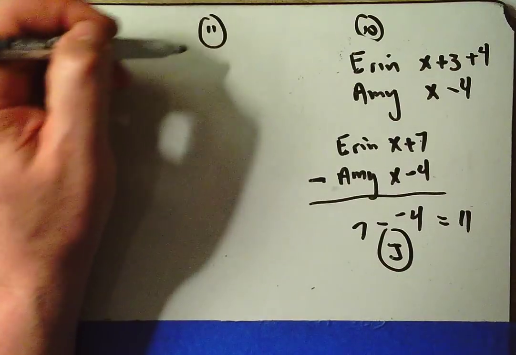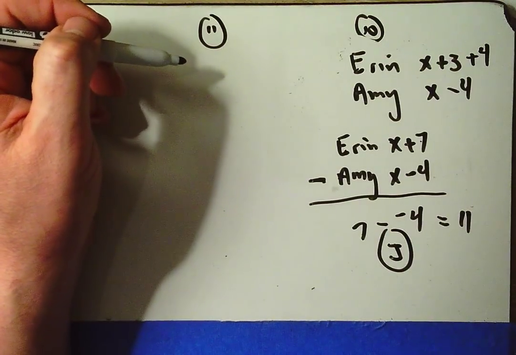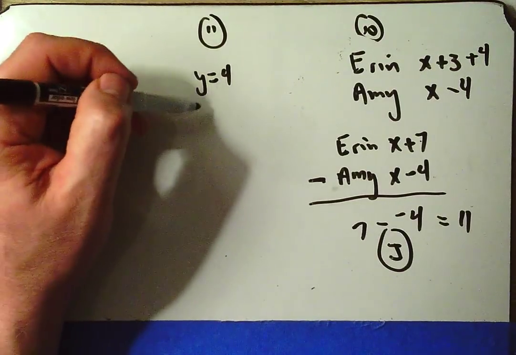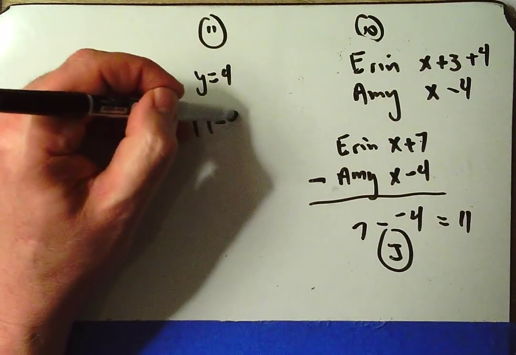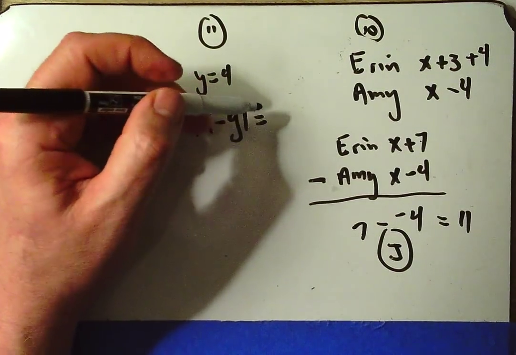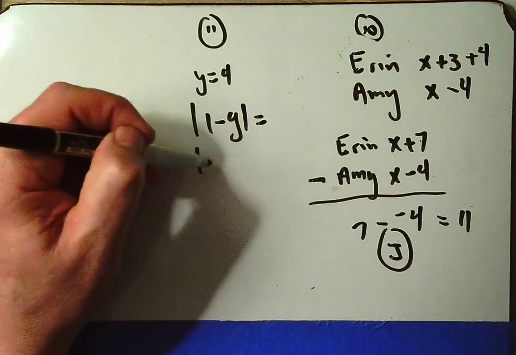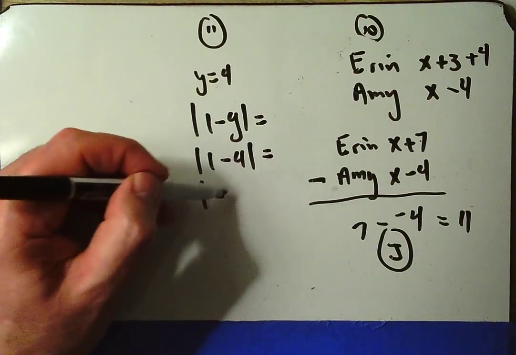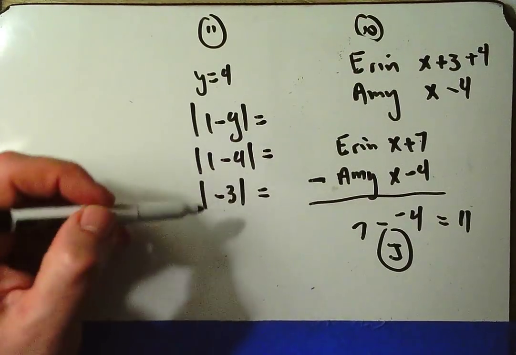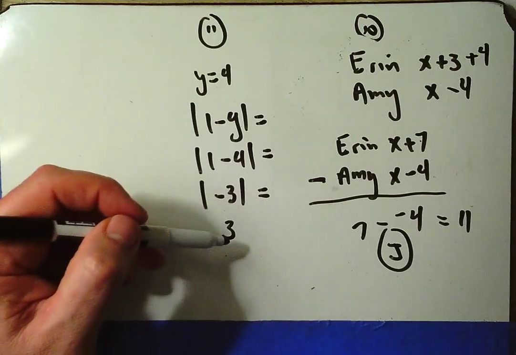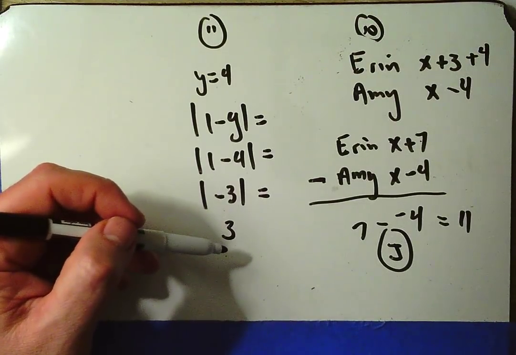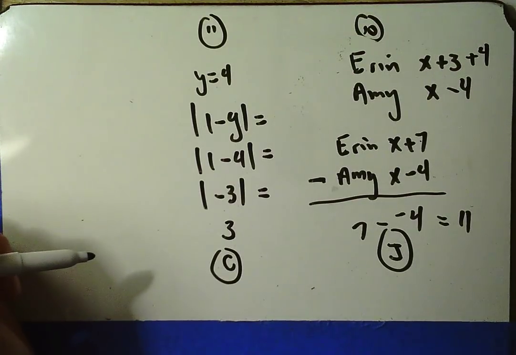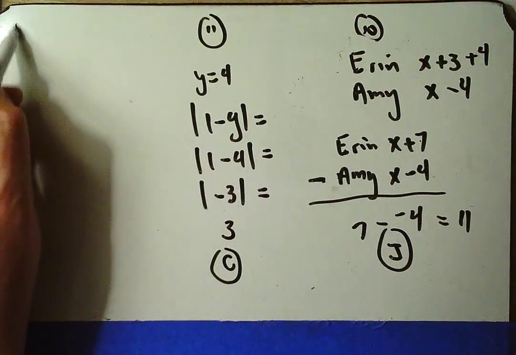How about number 11? 11 says if y equals 4, then the absolute value of 1 minus y equals what? Well, that's 1 minus 4 inside the absolute value, which is negative 3 inside the absolute value, which is 3. And so I know that my answer then must be choice C for number 11. 12.